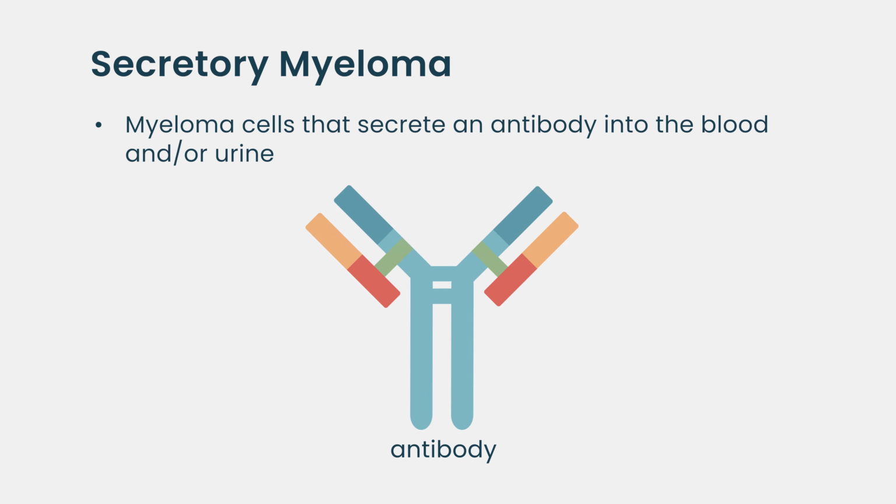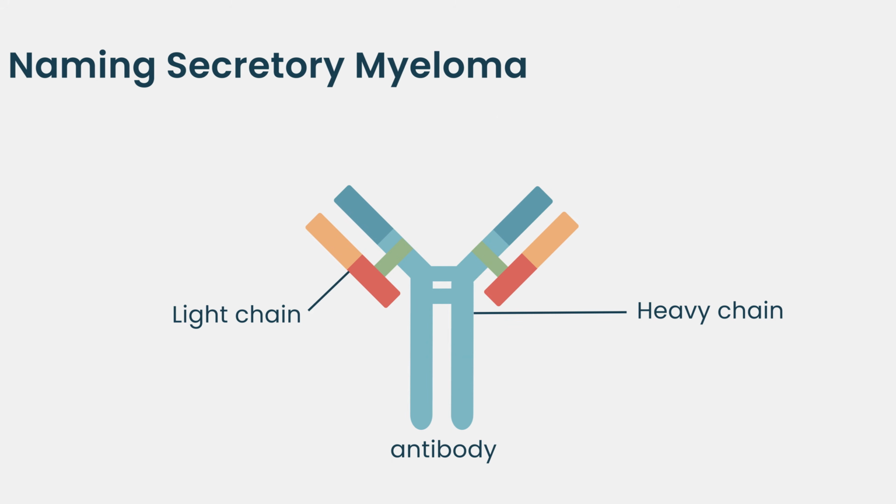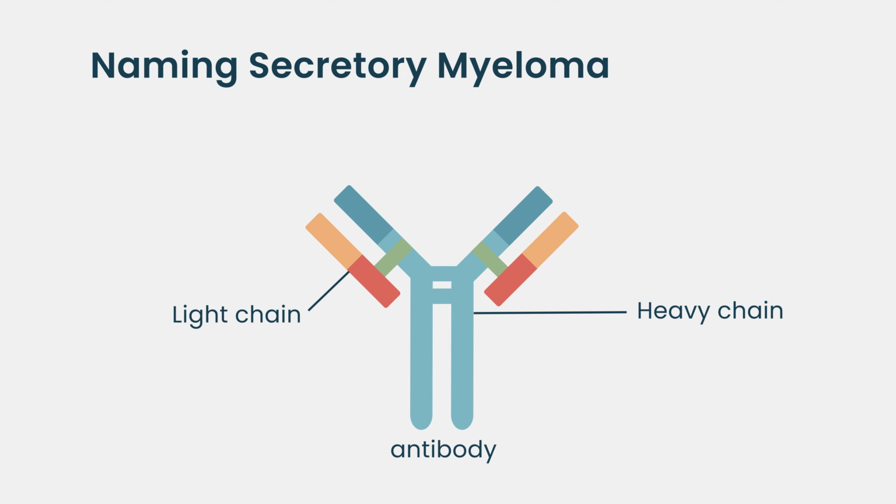That's called secretory myeloma. For most patients with secretory myeloma, the antibody that their plasma cells produce is a full or intact antibody, which is made up of two protein chains attached to each other, a longer or heavy chain attached to a shorter or light chain. Heavy chains we name conventionally using regular letters G, A, M, D, or E. The light chains have the Greek letters kappa or lambda.